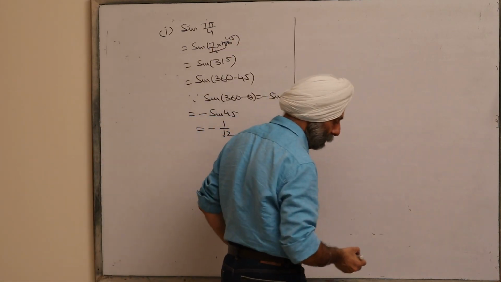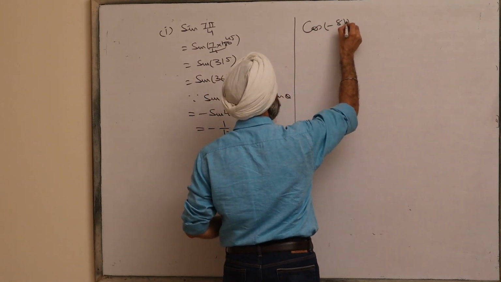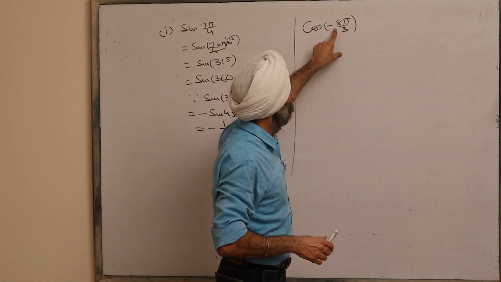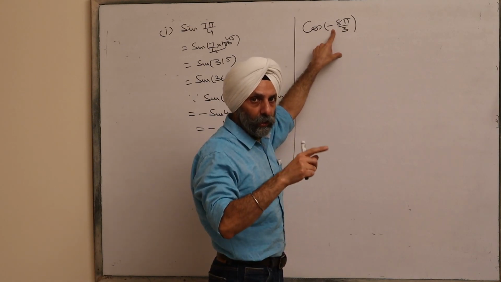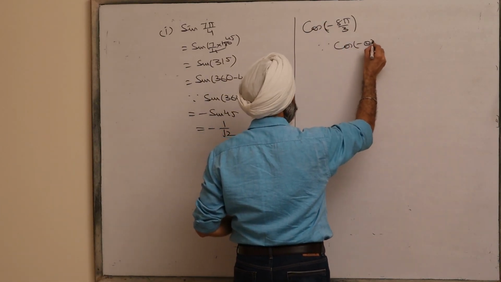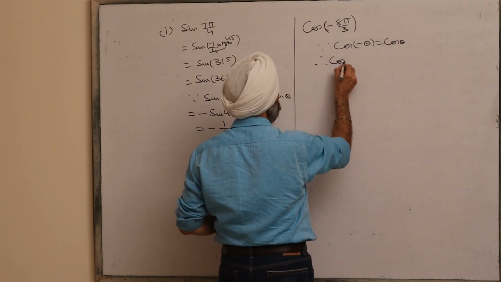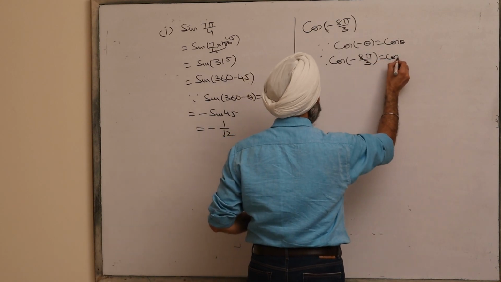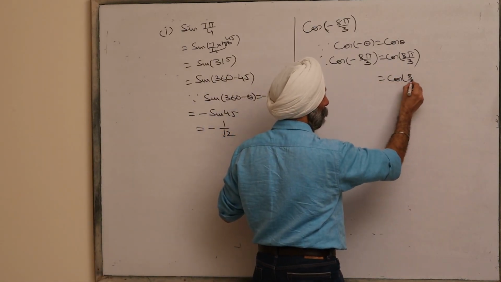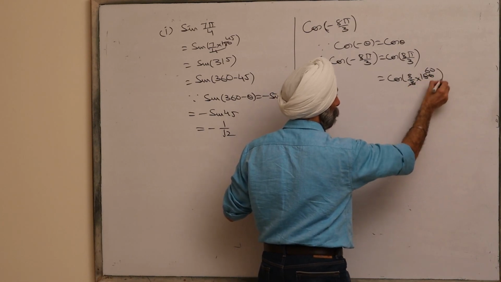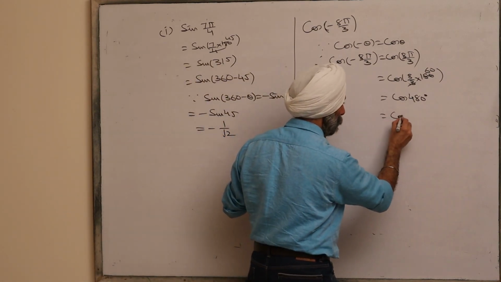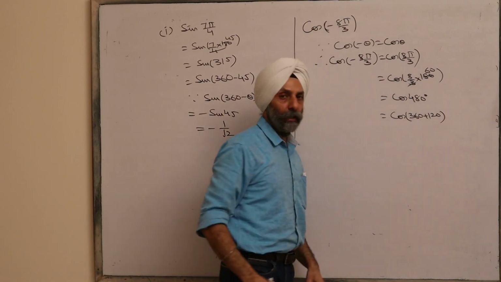Now for example, another question is cos of minus 8 pi by 3. So what is the thumb rule to solve these questions? First of all, this angle is an anti-clockwise rotation converted by the formula for cos, because cos of minus theta is cos theta. So therefore cos of minus 8 pi by 3 is same as cos of 8 pi by 3. Now can I write this as cos of 8 over 3 into 180 degrees, which is your cos of 480 degrees. Now cos of 480 degrees means that it is cos of 360 plus 120 degrees.